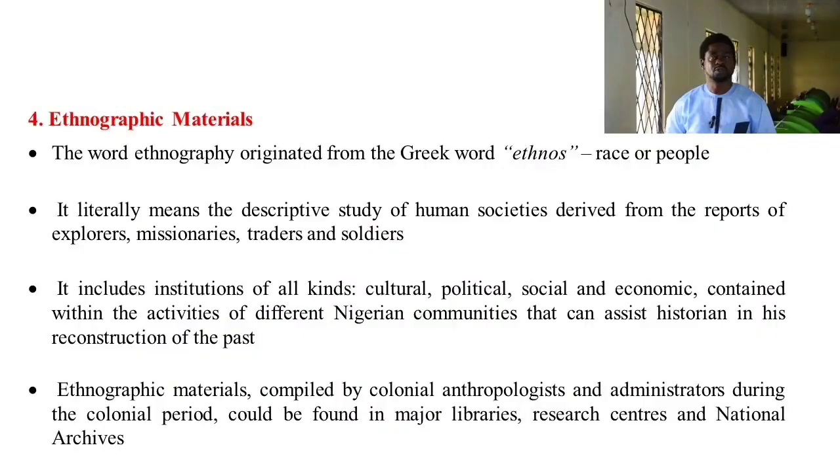The fourth source of history is what we call ethnographic material. And we say that the word ethnography originated from the Greek word ethnos, meaning race or people. It literally means the descriptive study of human societies, derived from the report of explorers, missionaries, traders, and soldiers. Ethnographic materials compiled by colonial anthropologists and administrators during the colonial period could be found in major libraries, research centers, and national archives.